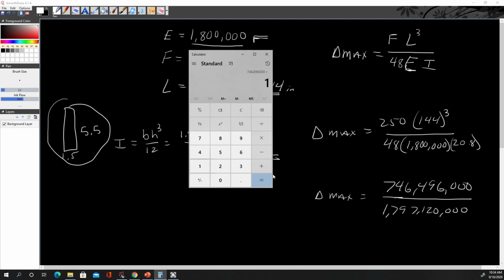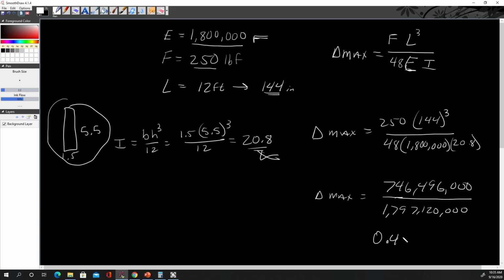So I type in 1,797,120,000, and then we just push equals, and we're done. And the answer is 0.415 inches. That's how much it's going to bend. Almost a half an inch. But that's a long piece of wood. That's 12 feet long, and the person's standing right in the middle, and they weigh 250 pounds. So it's going to bend almost a half an inch, 0.415 inches.